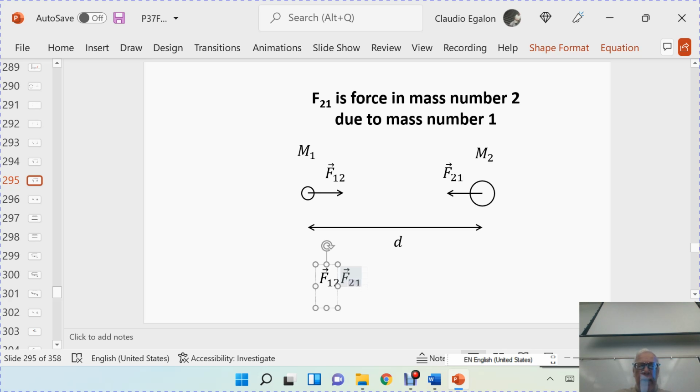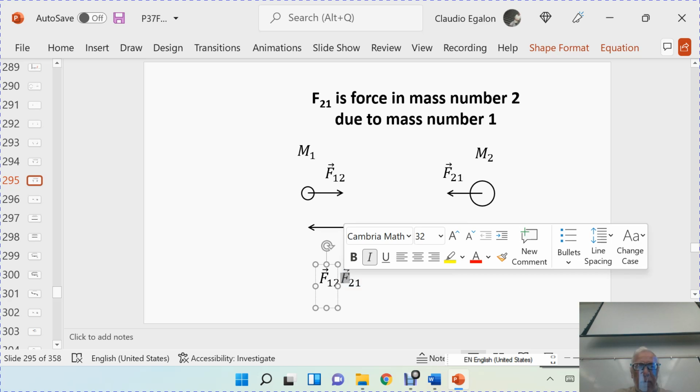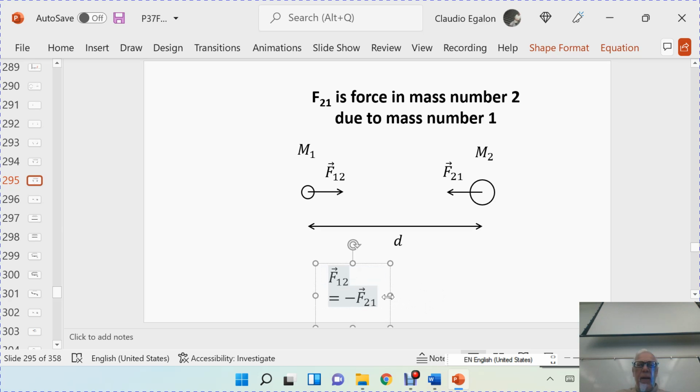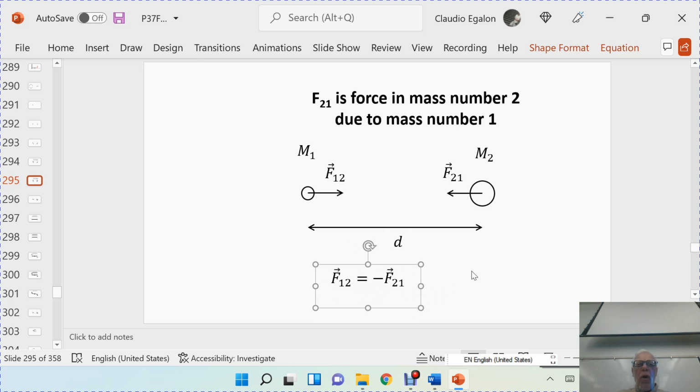minus F21. You don't even need Newton's universal gravitational law to know that. And that comes from Newton's third law. This law of universal gravitation must be compatible with Newton's third law. And this is a vectorial force.